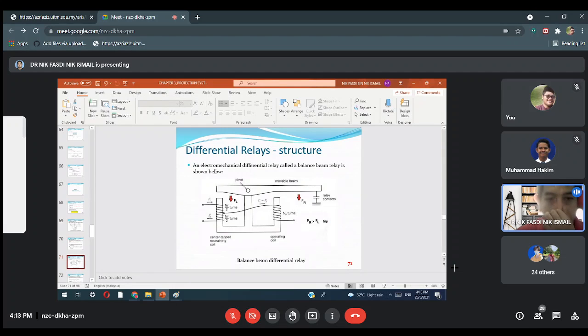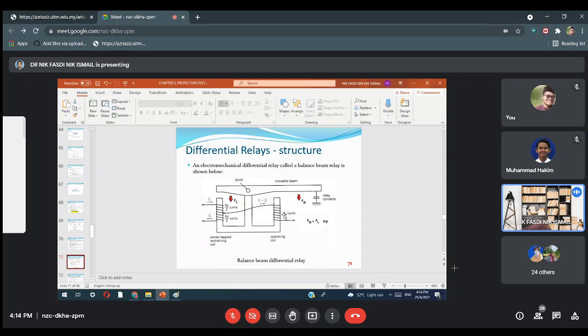Okay. An electromechanical differential relay called a balance beam relay is shown below. So if we follow the detailed structure for the differential relay, it looks like this. It has what we call a center tap restraining coil. This is the relay that will sense the I1 prime and I2 prime. It's like a coil. Then when a difference exists between these two currents, or we say a mismatch, it will turn on the operating coil.